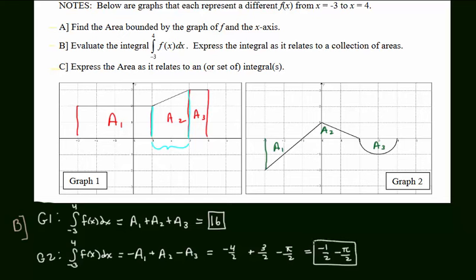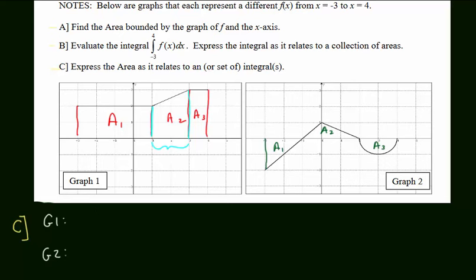The integral can be negative. Now in part C, we're going to look at the total area in terms of integral pieces. The first one is pretty simple. Again, everything is above the x-axis. So we'll say the integral from -3 to 1 of f of x dx, that would be the first area, plus the integral from 1 to 3 of f of x dx, plus the integral from 3 to 4 of f of x dx.